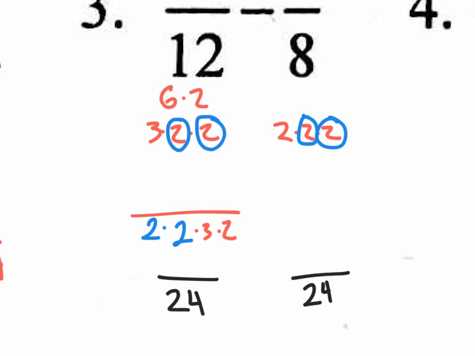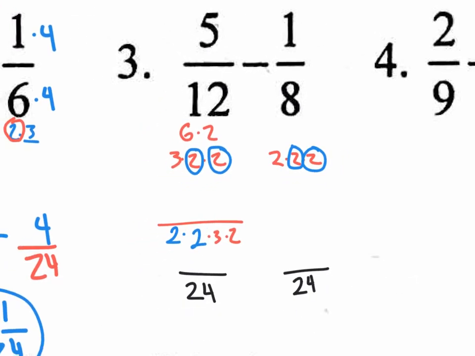Now, yes, we could have looked at this original fraction and said, oh, the common denominator is 96 if I multiply 12 times 8. But that's not the best method. That's not your lowest common denominator. You're not just going to jump to multiplying them together. Factor, factor, write down what's in common, the 2's, bring down what's left, the 3 and the 2, and you'll have your LCD 24.